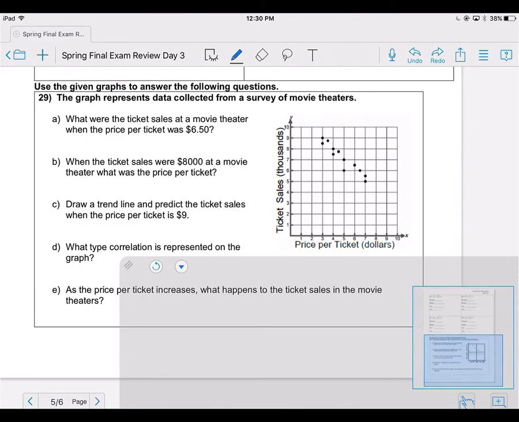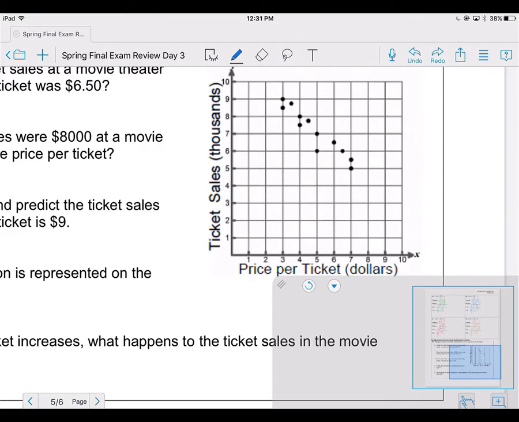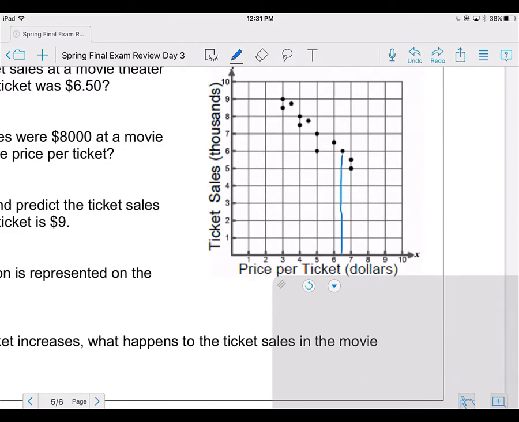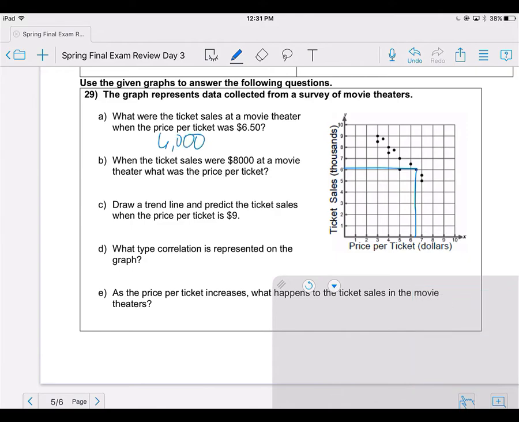The last part is about trend lines and scatter plots, so the things we just took our test over. Part A says, what was the ticket price at a movie theater or ticket sales when the price per ticket was $6.50? So $6.50 price per ticket is right here. I follow it up till I get to the dot. The dot is at 6,000 in ticket sales. Always, always, always make sure you read the scales because there's some problems on your final where the scales are a little bit tricky.